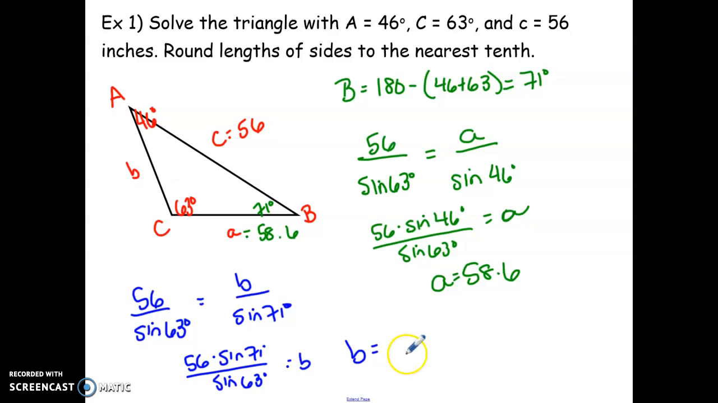Sorry, looking at the wrong one. Hang on, this is not the right answer. Let's go back. Sorry, I was looking at the wrong problem there. Okay, so check that. Side A is actually 45.2. And then let's go ahead and do this one. Side B is actually 59.4.